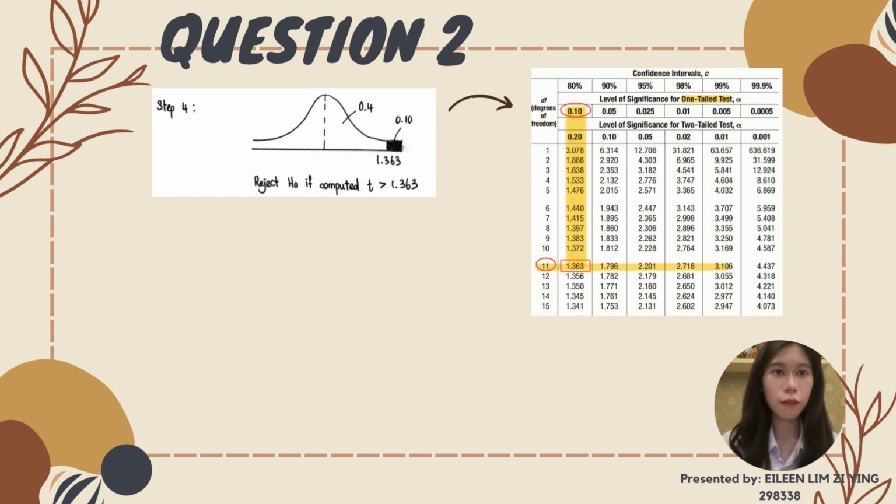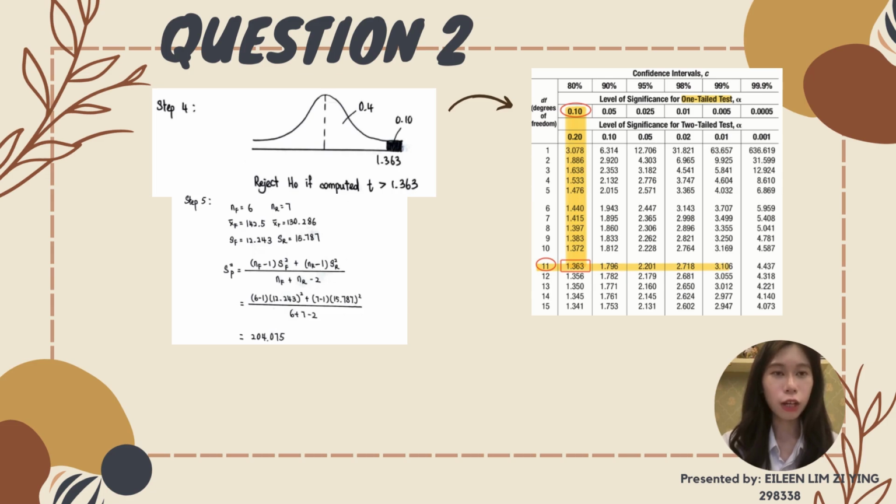We look at the level of significance 0.1 intersect with the degrees of freedom, which is 11. So you can see that they intersect at 1.363. For step 5, we have to calculate the pooled sample standard deviation. First, we must calculate the sample standard deviation and the x-bar for both samples by using a scientific calculator. Then we substitute the sample standard deviations and x-bar for both samples into the pooled t-test formula.